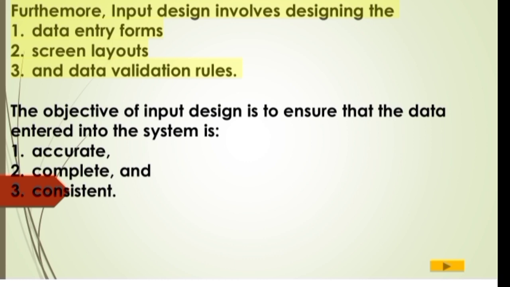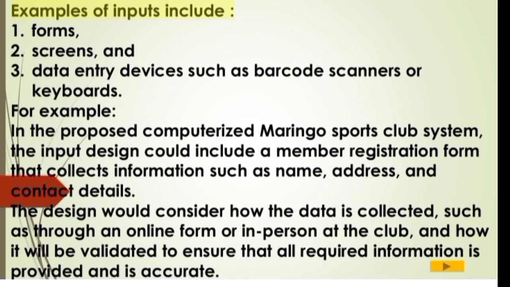1. Data entry forms, 2. Screen layouts, and 3. Data validation rules. The objective of input design is to ensure that the data entered into the system is 1. Accurate, 2. Complete, and 3. Consistent. Examples of inputs include 1. Forms, 2. Screens, and 3. Data entry devices such as barcode scanners or keyboards.